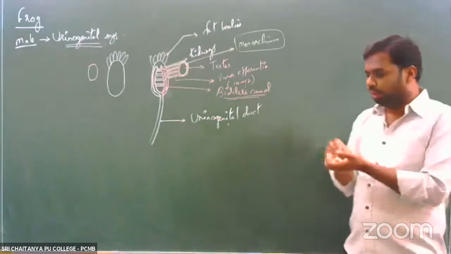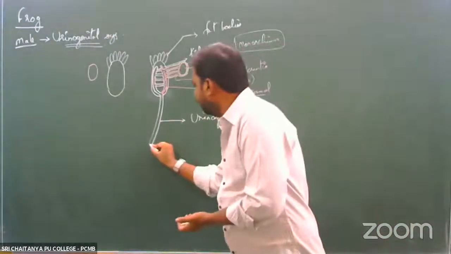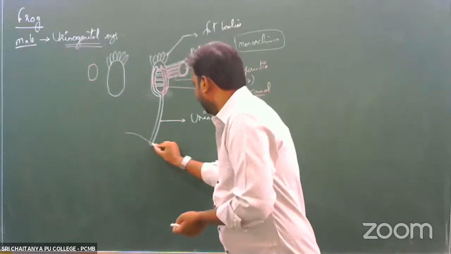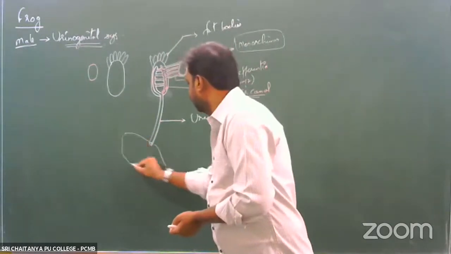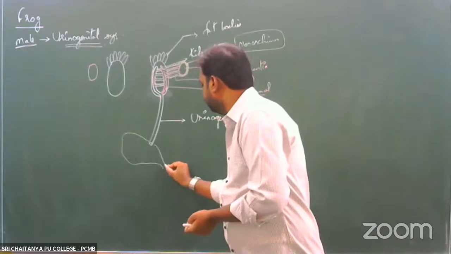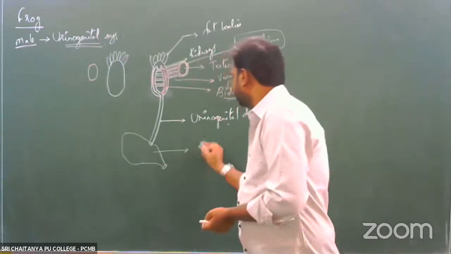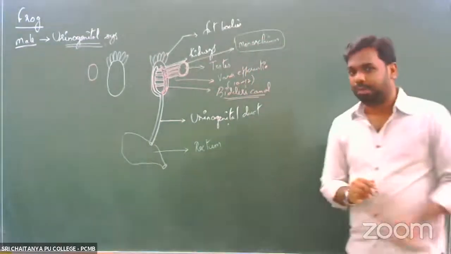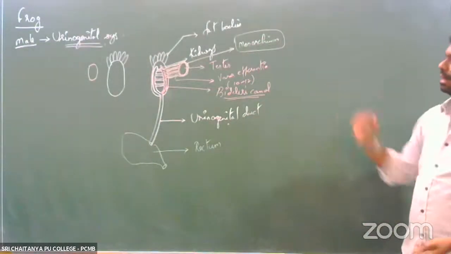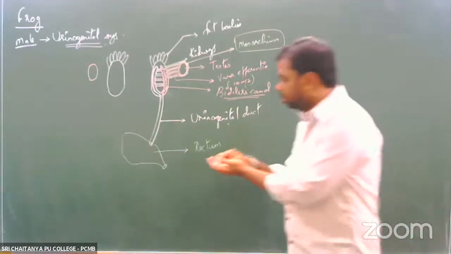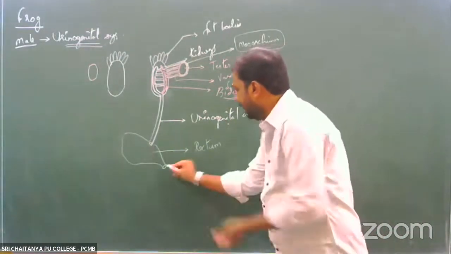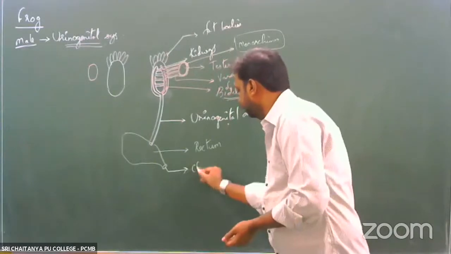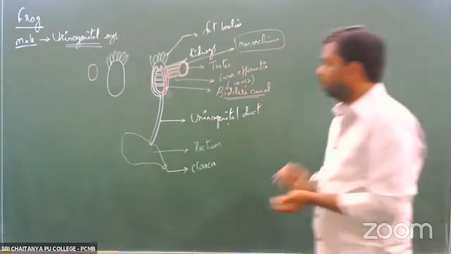Now, this urinogenital duct opens up into another structure, and this structure is nothing but the rectum. So the urinogenital duct would open up into the rectum, and this rectum would open to the outside through the opening that is present here. And this opening is nothing but the cloaca. So the cloaca is being formed.